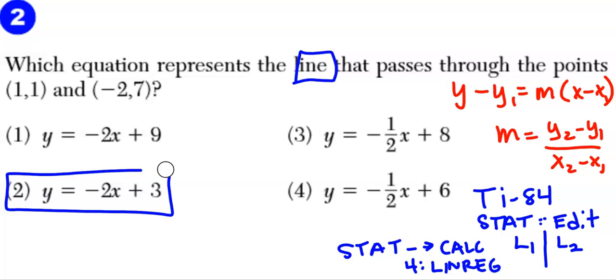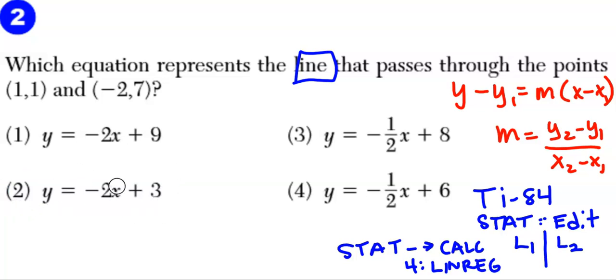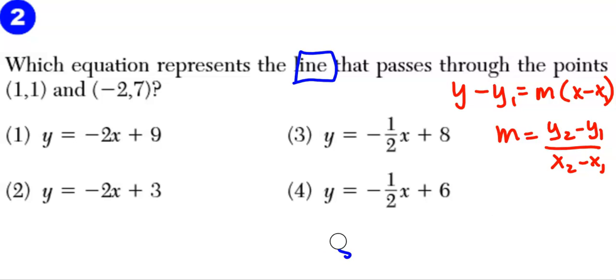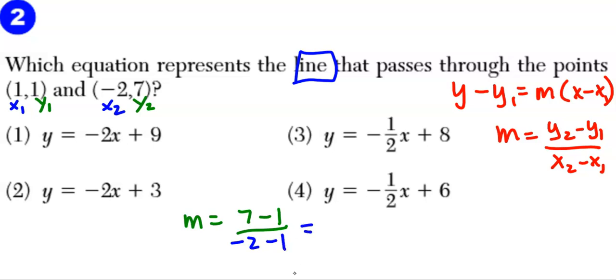Now, if I did not have a multiple choice, and I had to show my work, then I would use these slope and point slope formulas. I would find my slope by subtracting my y's in the numerator and my x's in the denominator. That will give me my m value of 6 over negative 3, also known as negative 2. Got my first number already. And now I need to find my b value.